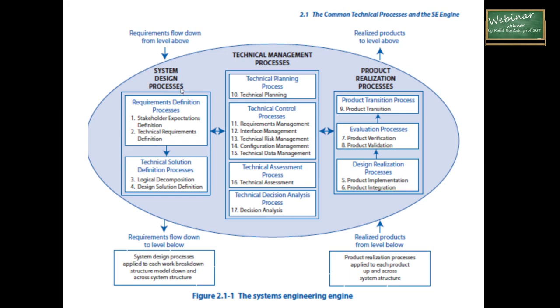First is system design processes, when you should identify all requirements and definitions of the processes and also find out about the technical solutions of the problem. You can work with the knowledge on technical management processes, when you should learn how to plan the processes, how to control the processes, how to assess the processes, and how to work on decision analysis and decision systems. And the last element of the system engineering engine is the product realization process, with the contribution of the product transition process, evaluation process, and design realization processes. So everything together is the complex approach represented as system engineering.